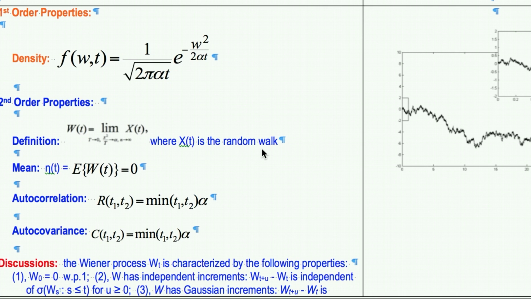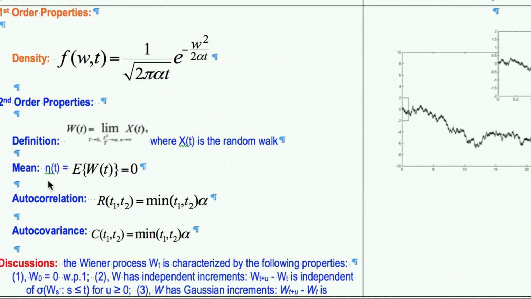Greetings. This is homework assignment 10, problem 1, part 7, the Wiener process or Brownian motion. We can see that the first order property is the density f of Wt equal to 1 over the square root of 2 pi alpha t times e to the minus w squared over 2 alpha t. The second order properties: the definition, Wt is equal to the limit of X of t as a approaches infinity, where X of t is a random walk.